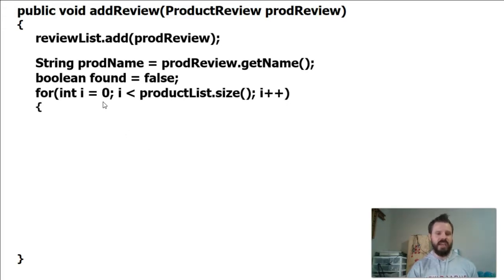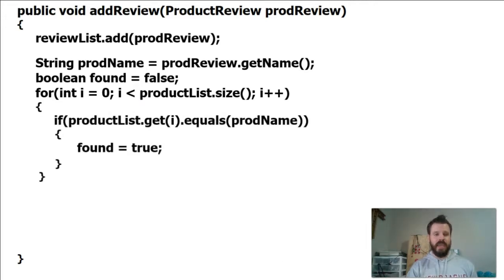So for int i equals 0 to i less than productList.size. Each time through, with each new string in the product list, I'll check if productList.get(i), in other words, get the string in that product list, dot equals the prodName variable I just found. And if it is, I'll assign found to true, and I know not to add that to the list if that variable is true.